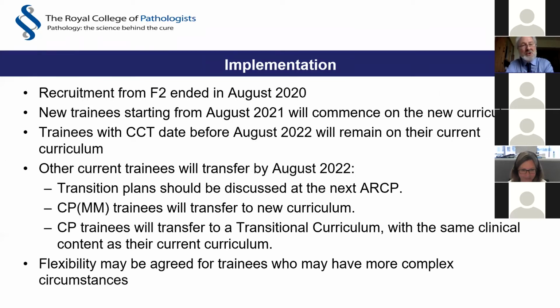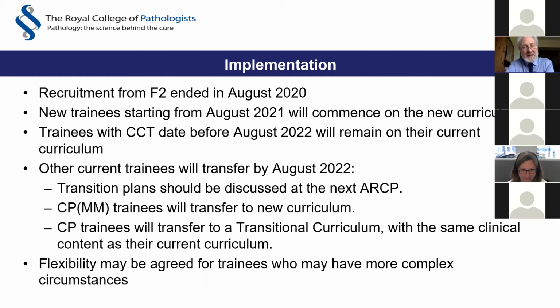Coming to implementation, recruitment from foundation training ended in August last year. New trainees starting from next month will commence on the new curriculum. Current trainees will remain on their current curriculum for now, and trainees who have got a CCT date before August next year will remain on their current curriculum and receive their CCT under that. The other trainees, their transition plans should be discussed at their next ARCP.